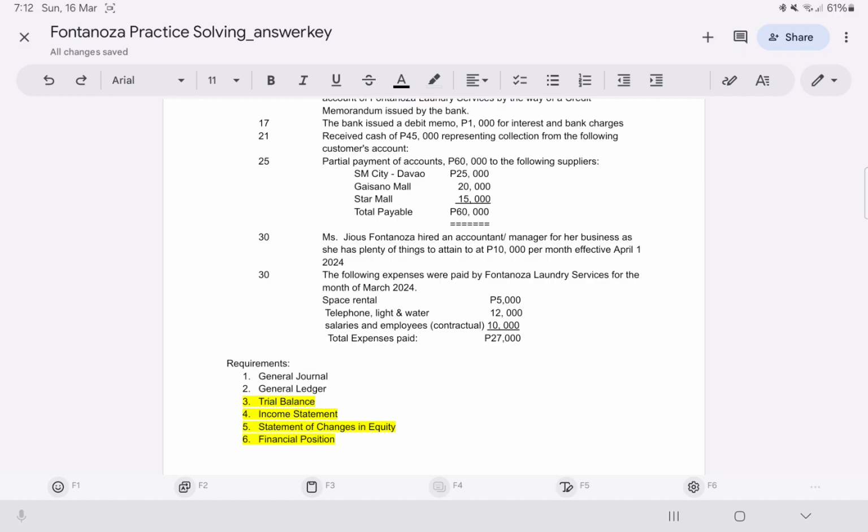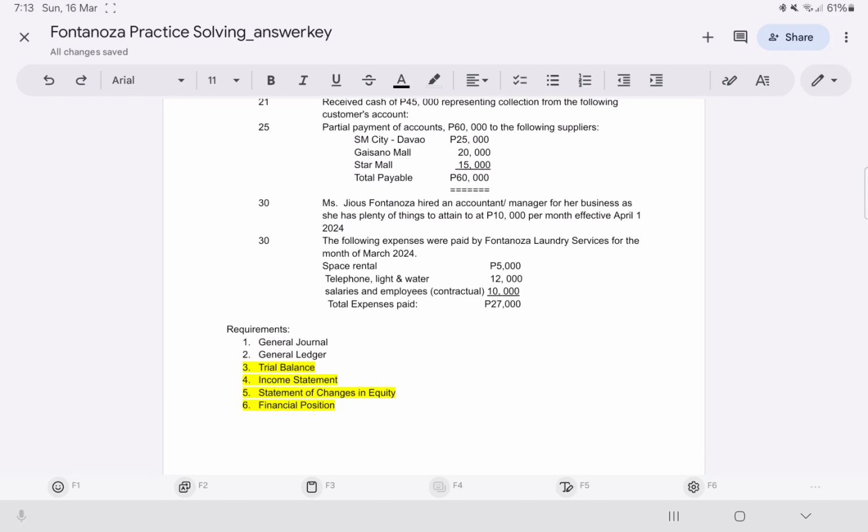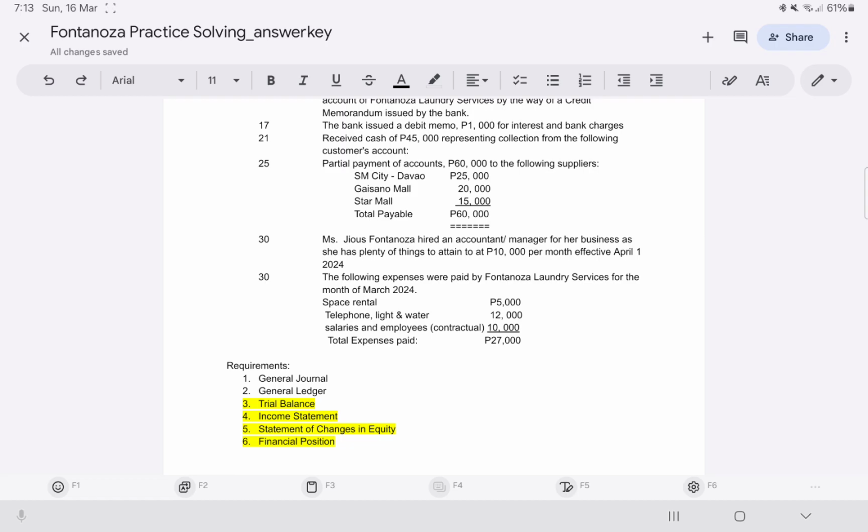Okay, so that's all for the general journal, and for us to post that to the ledger, there will be another video discussion of the general ledger, for you to know how to post that to the ledger. So kindly listen to the discussion and internalize what I'm discussing to you so that you can follow.